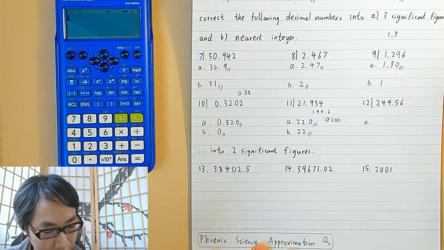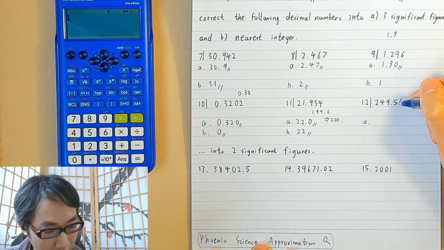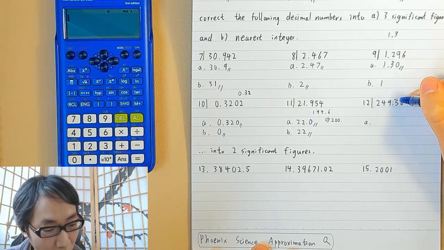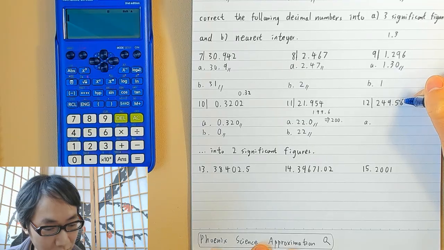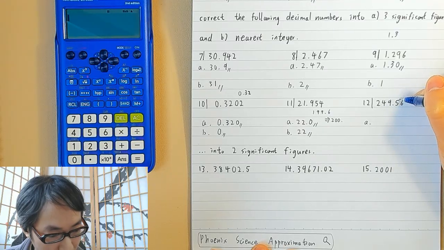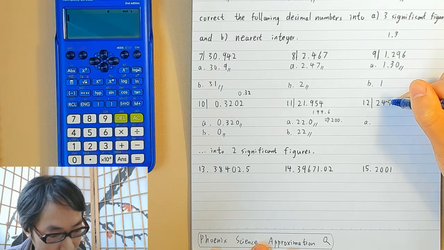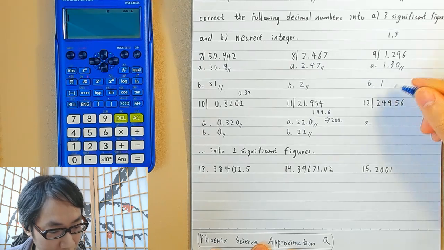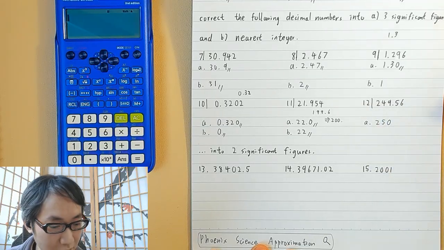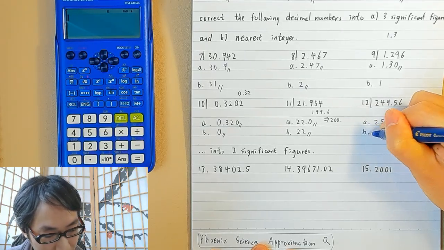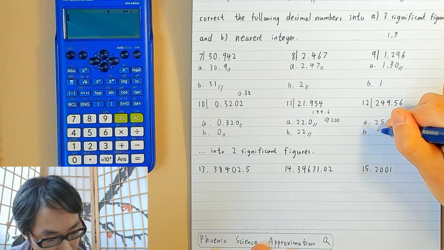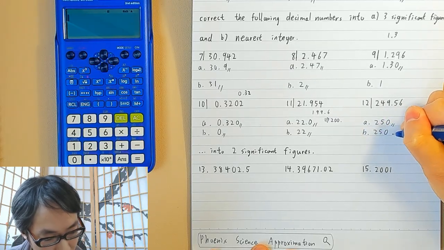12A, 249.56 to 3 significant figures. So 249. The next figure is 5, so this has to be increased. So to increase this, 9 has to increase, which means 49 has to become 50. And we have 250, which has 3 significant figures. And then the nearest integer, so 250 as well.